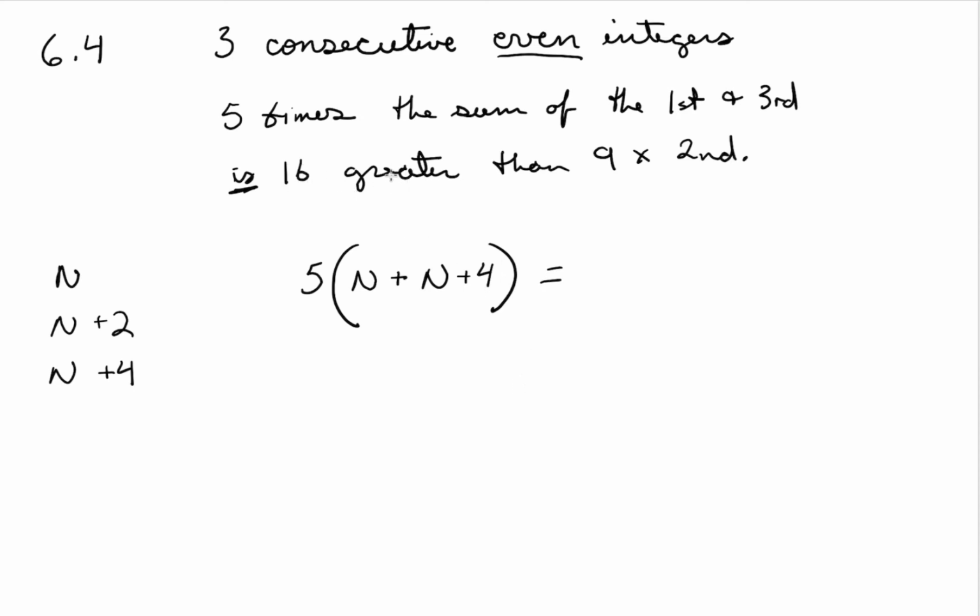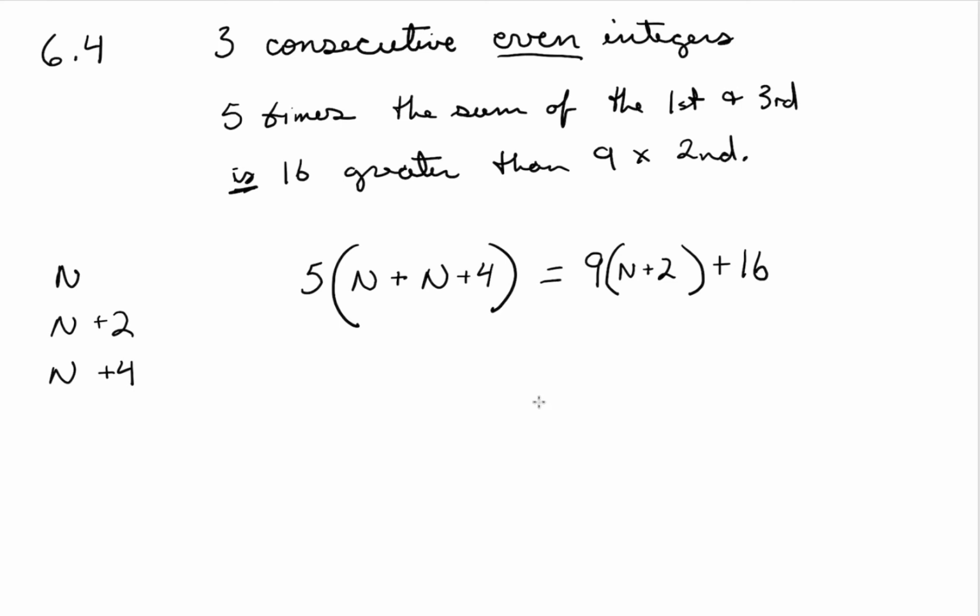16 greater. So that means we're going to add 16 to something. Then, that's what we're going to add it to. 9 times the second. So 9 times the second number is n plus 2.